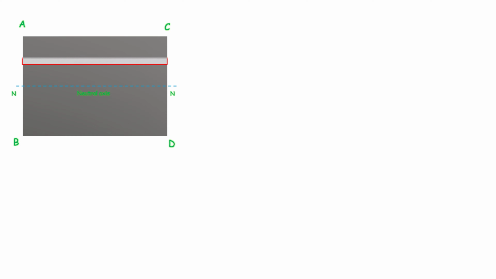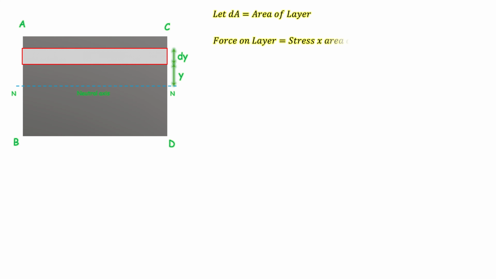Consider a small section of length dy at a distance of y from the neutral axis. Let dA equal the area of the layer. Force on layer equals stress multiplied by area of layer equals sigma multiplied by dA equals E divided by R into y multiplied by dA. Total force on beam section equals E divided by R integration of y dA.